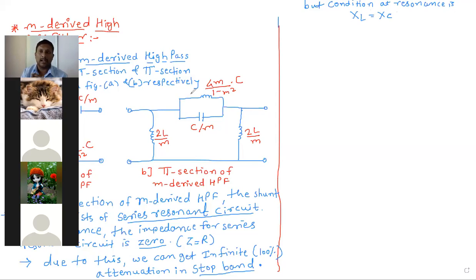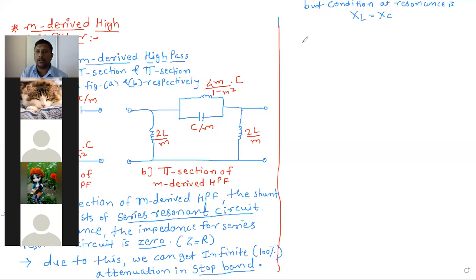At resonance, when XL becomes equal to XC, the voltage across both becomes equal in magnitude, but 180 degrees out of phase with each other, and the impedance becomes minimum, that is the R value, but the R value is absent here. That's why the R value is 0. And due to which the attenuation we can get is maximum in the stop band. So this derivation is for deriving the expression of the m value, where m decides the scaling factor. So m means modified value. So XL is equal to XC.